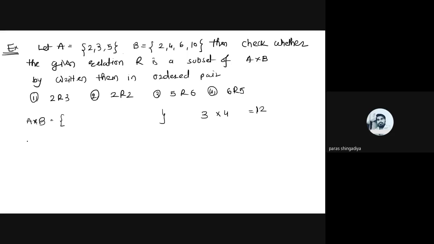First is 2R3, which means the pair (2, 3). Now check whether this pair is defined in A cross B or not. 2 is the first entry, so it is part of A, and 3 should be an element of B. Now check: 3 is not in the set B. In 2, 4, 6, 10, only these 4 elements are given. There is no 3 in B. So we cannot define this pair (2, 3) in A cross B.